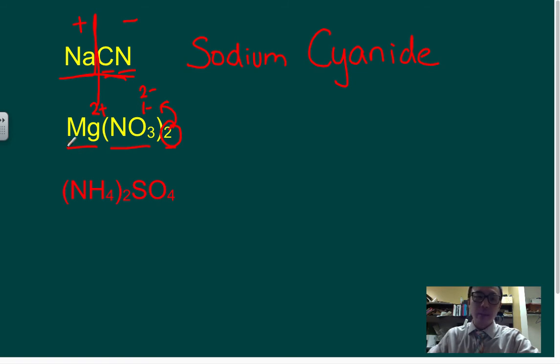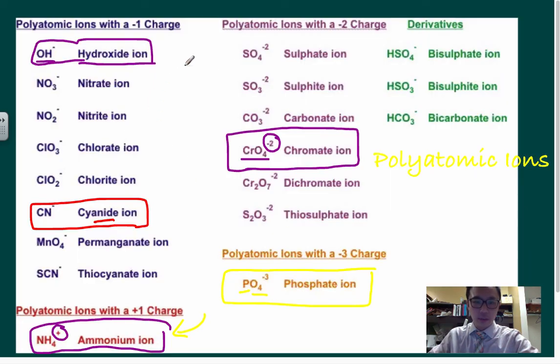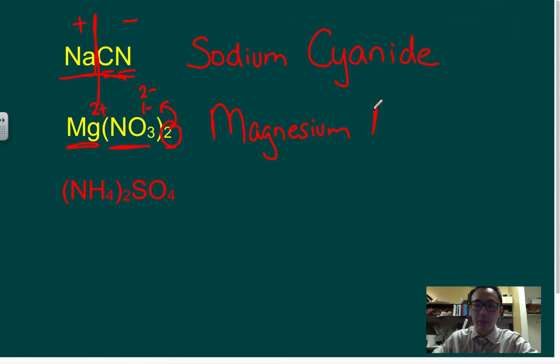How do we name this? Well, Mg is found in the periodic table as magnesium, so we're just going to write magnesium, it doesn't change. And NO3 is a polyatomic, so look in here, where's nitrate? Right here, NO3 minus. We're not going to name it ion, because once it's bonded to something, it's not an ion anymore. So we're just going to keep this name as nitrate, and that's what you're going to write. So magnesium nitrate, and that's how you name it.